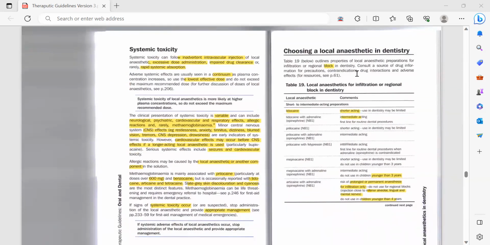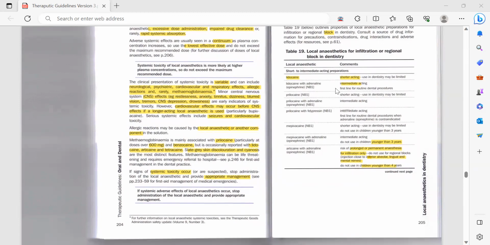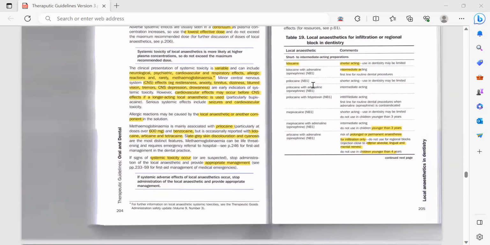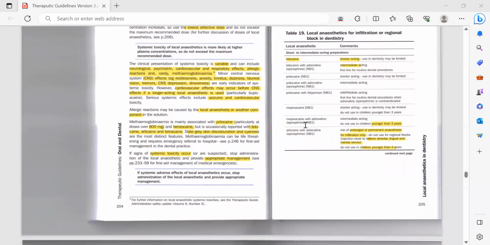Then types of LA available. So short to immediate acting. If you are using plain LA without any vasoconstrictor, it would be shorter acting. But if you add the vasoconstrictor, it would become immediate acting. So lidocaine plus adrenaline is the first line routine, because for every patient we generally use this one. But if there is any contraindication, for example, the patient is allergic to adrenaline, then we need to use prilocaine with felypressin. Or we can use mepivacaine with adrenaline.